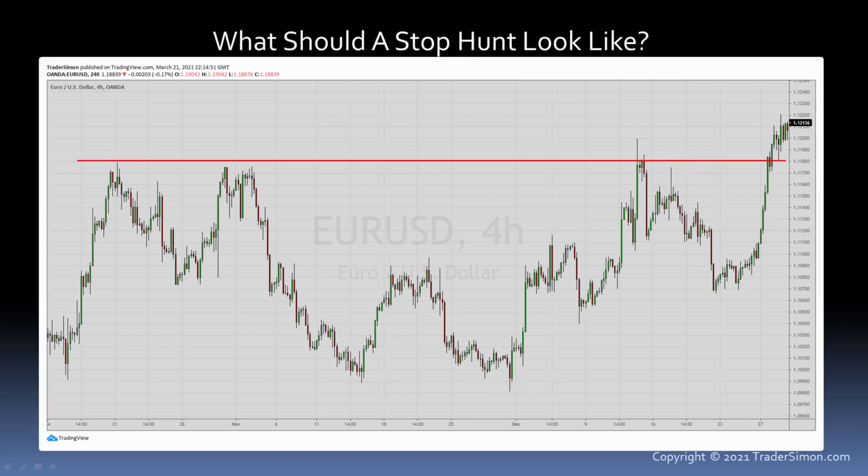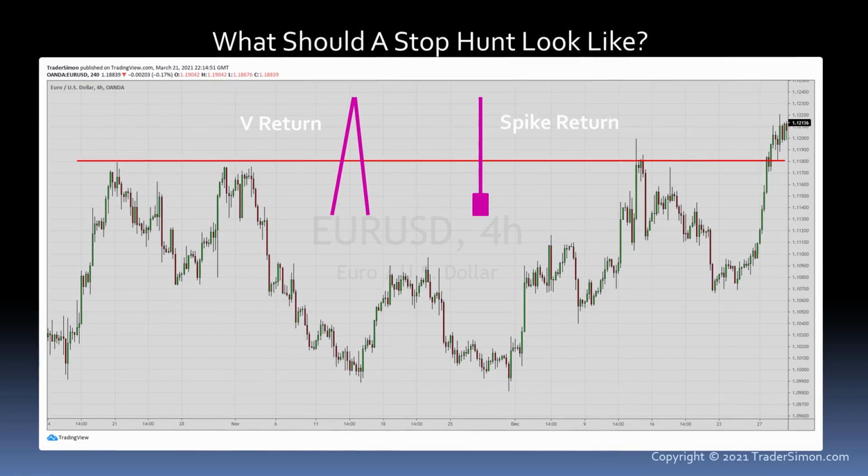What should the stop hunt look like? Well, it's either going to look like a V shape like this, so a V return, or it's going to be a very quick spike and return just like that. So that's ideally what we're looking for.